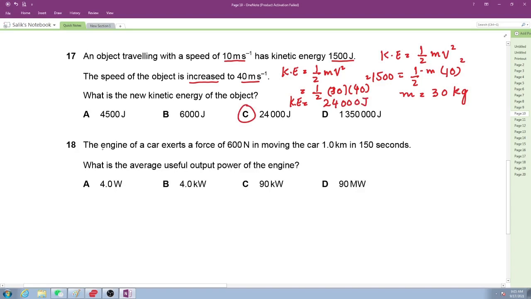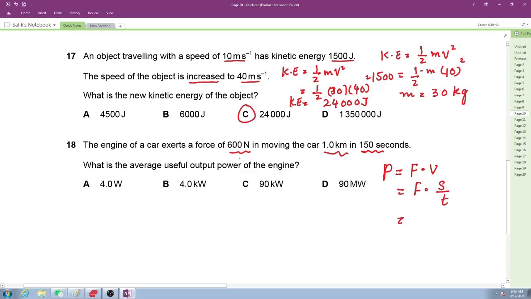The second question says the engine of a car exerts a force of 600 newtons, moving the car 1 kilometer in 150 seconds. What is the average useful output power of the engine? The average useful power formula is force times velocity. Instead of v we can write s over t, distance over time.